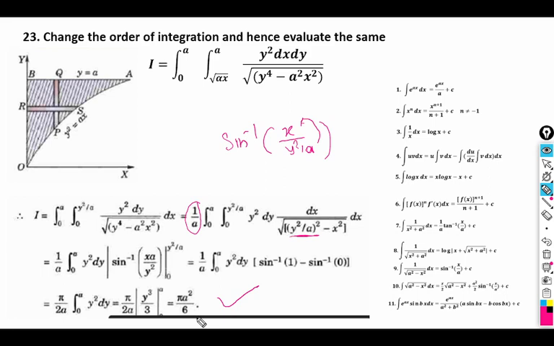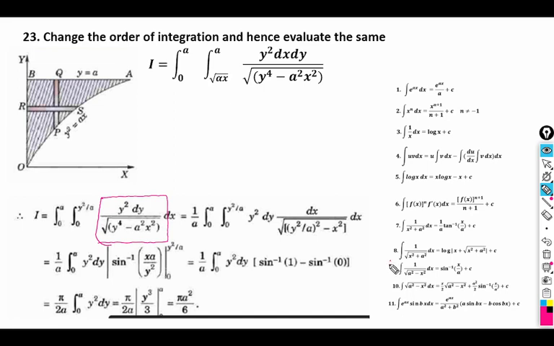So the most important thing is this step: observing this integrand and correlating it with formula 9, use that integration. That integration is the main part here, and in the little simplification you should be alert, don't make silly mistakes in the calculation. Okay, so that is example 23.